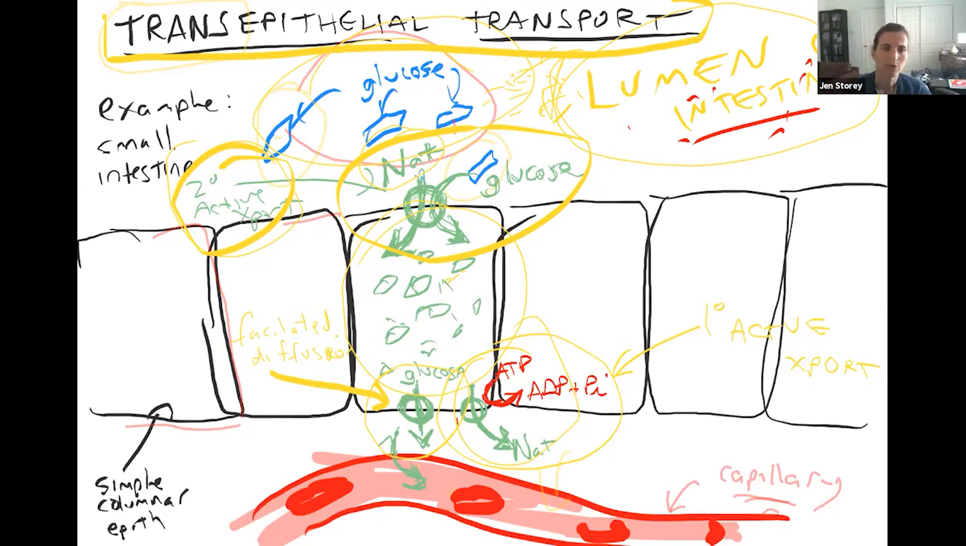And in this example, the sodium is creating the concentration gradient for the secondary active transport? Is it always sodium, or can it be any, depending on where in the body it's taking place? Right, this is just an example. This is an example. It can be different things.